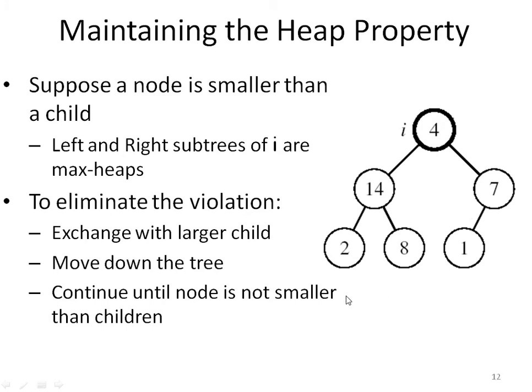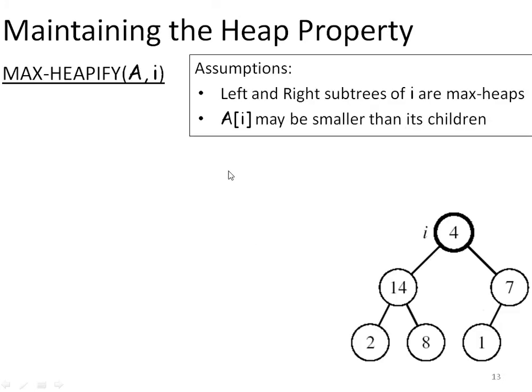Now we are going to look at the implementation. So this is the max heapify function. It is accepting an array A as an input argument along with the index I. And the assumptions are that the left and right subtrees of I are max heaps in themselves, plus the A[I] value may or may not be smaller than its children. We are not sure about it. We have to verify. If it is smaller, then only the exchange will happen. Otherwise, the exchange will not take place.